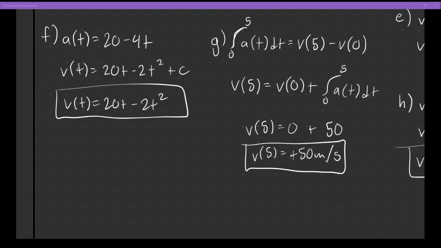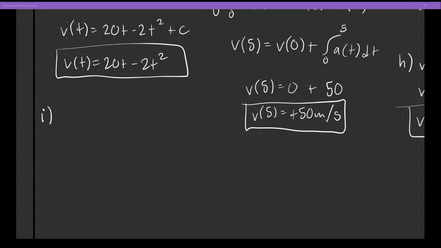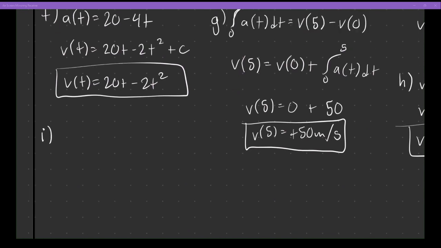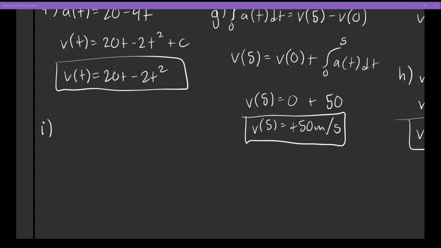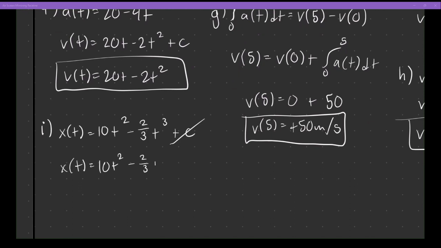Doing part I now. It asked for the function for the position. And so position is, integrating velocity gives you position. So I'll integrate the v of t function I got before. So I'll say x of t is equal to, so this is going to be 10 times t squared divided by 2 minus, so this would be t cubed divided by 3, so negative 2 over 3 t cubed. And then plus c. But then we don't really know the initial position, so I'll just assume it's 0. So x of t equals 10 t squared minus 2 over 3 t cubed.